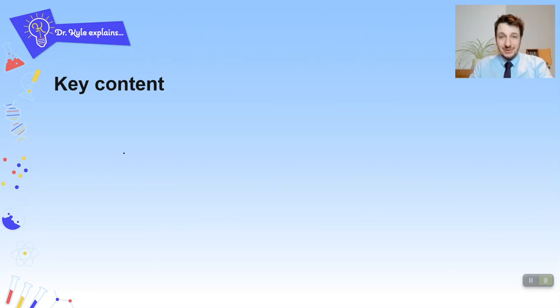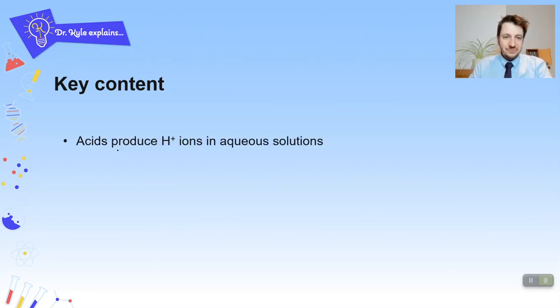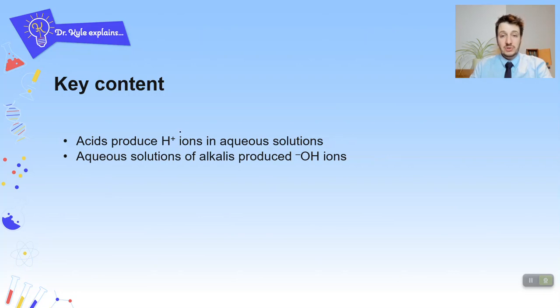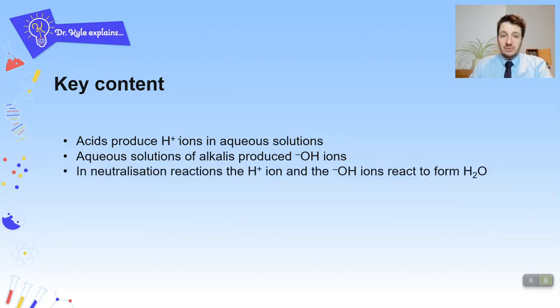Okay, so some key content as always, first of all. Acids produce H+ ions in aqueous solutions. Aqueous solutions of alkalis produce hydroxide ions, OH- ions. In a neutralisation reaction, the H+ ion and the OH- ion react to form H2O. So you literally have H+ plus OH- goes to H2O like that. There's your acid, there's your alkali, you neutralise it to make water.